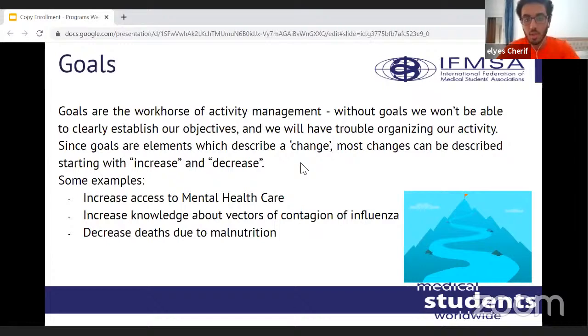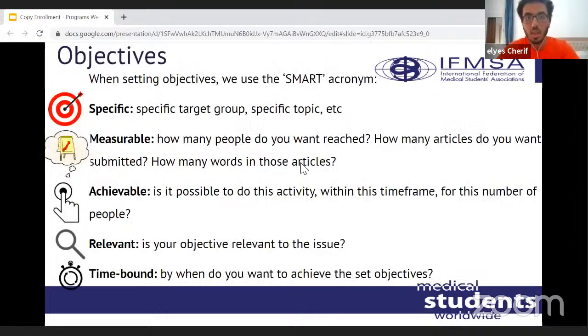Okay, so moving to the second part of how are we getting to the mountain, which are the objectives. The objectives need to be SMART. What do we mean by SMART? Specific, measurable, achievable, relevant, and time-bound. Specific, we need a specific target group, a specific topic, etc. Measurable would be how many people do we want to reach, how many articles do we want to post or submit, and how many words in those articles. So it's more about measuring what we're doing, having concrete numbers that will lead us to reach our success.